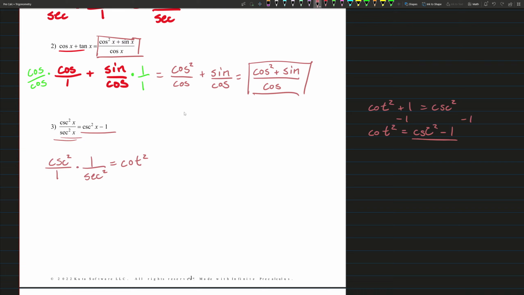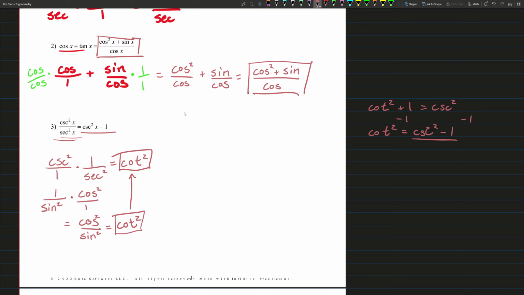Cosecant squared is the same as 1 over sine squared. And 1 over secant squared is the same as cosine squared over 1. When we multiply these two things together, we get cosine squared over sine squared, which is just cotangent squared. And we see that this left-hand side is equal to that right-hand side. So we proved this equality, and we're done.